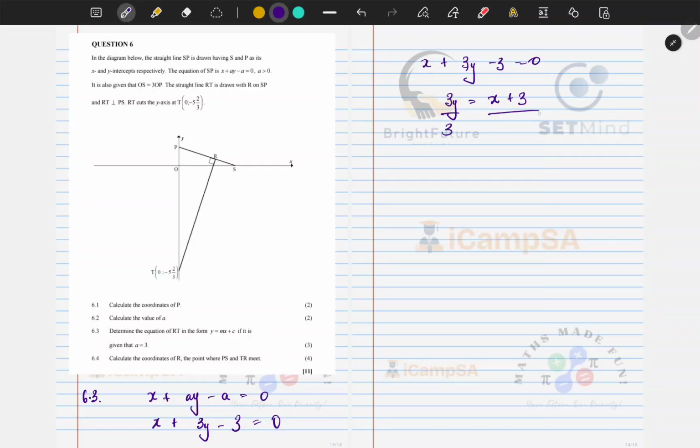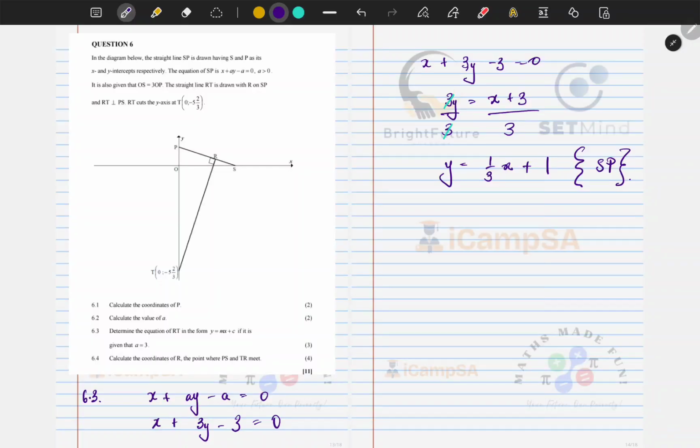Then we divide by 3, divide by 3. So this and that will cancel. So we are going to be left with y equals one third x plus 1. So this is the equation of SP. This is the equation of SP.